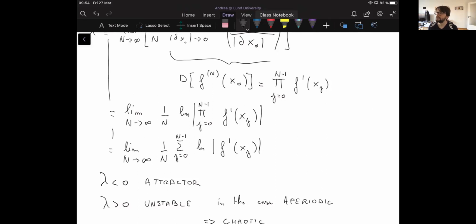Other questions? Give me questions. No other questions. So I will just show. I might have just another one. Yes. When you said a negative Lyapunov exponent means attractor. Yeah. What does that mean? That's a good point.